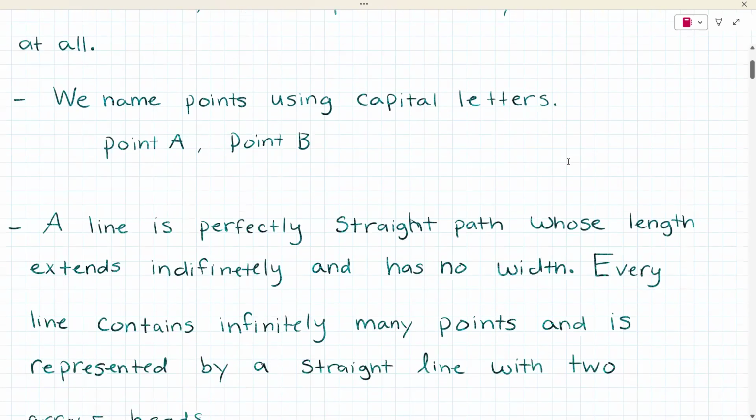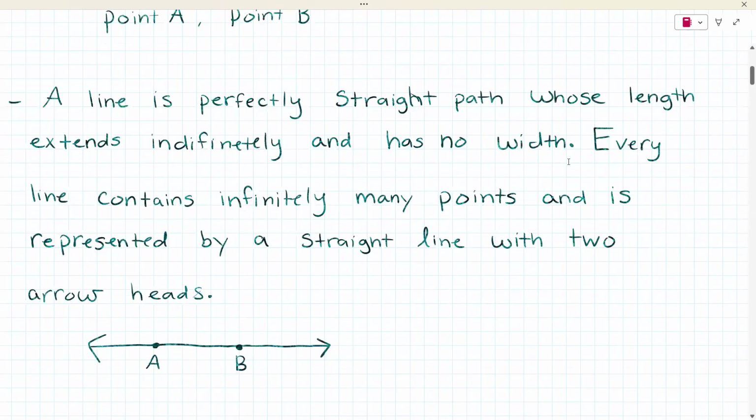Okay, so what about a line? A line is a perfectly straight path whose length extends indefinitely and has no width. Every line contains infinitely many points and is represented by a straight line with two arrowheads. So this is a line. Now we'll go over rays and line segments. Notice that the arrows point in opposite directions. So that's how you know you have a line.